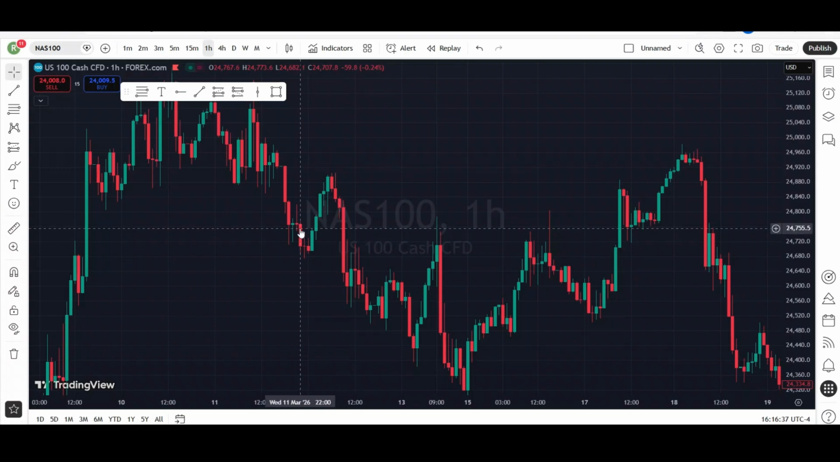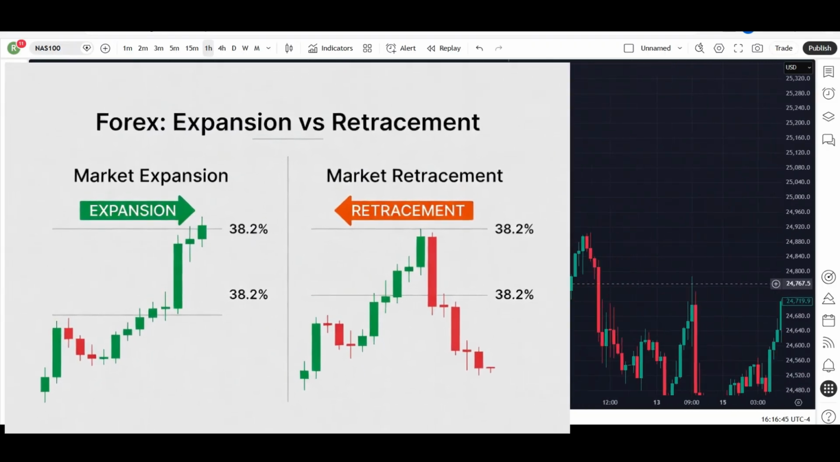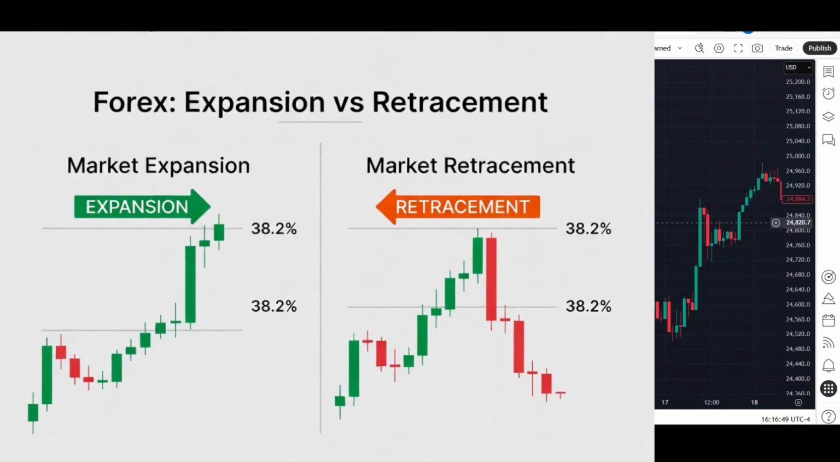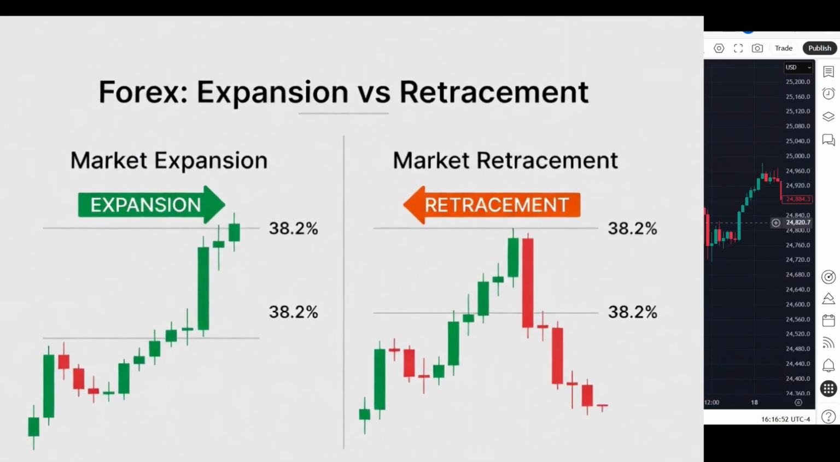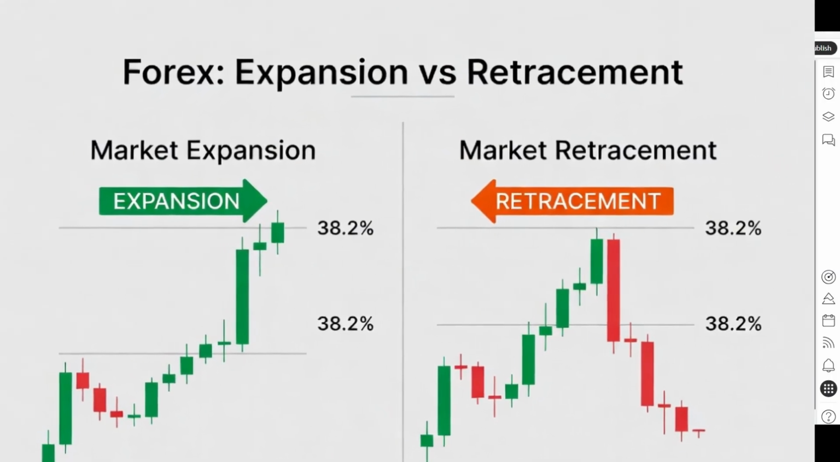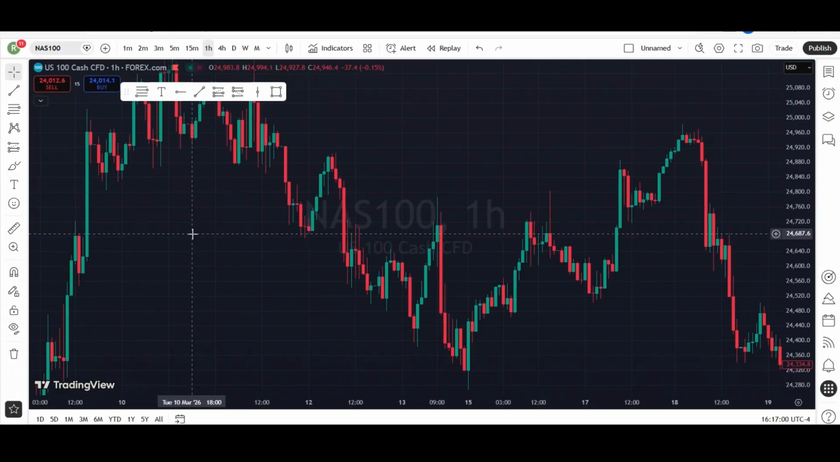Most traders lose money because of the lack of understanding between expansion and retracement. So in this video, we'll be looking at the difference between expansion and retracement and how you should use it in your trading, how it will help you in your trading. I believe after this video, you will have a better understanding that will completely change the way you see the market.